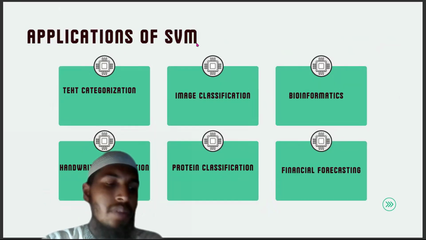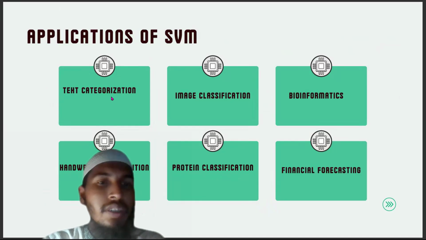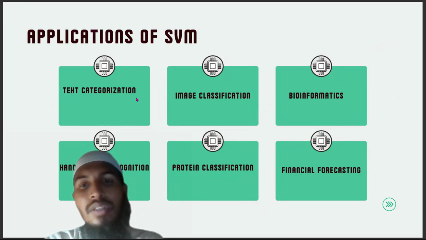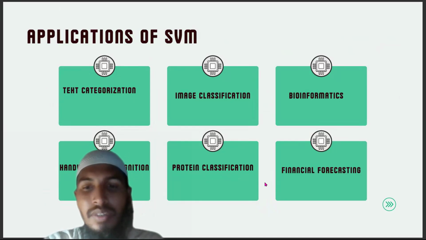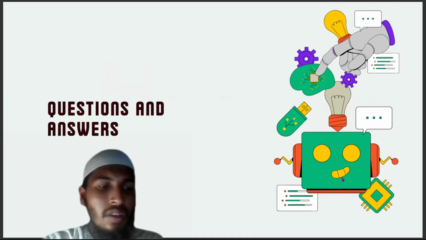Then applications of support vector machine. Text categorization, image classification, bioinformatics, then handwriting recognition, protein classification, financial forecasting.